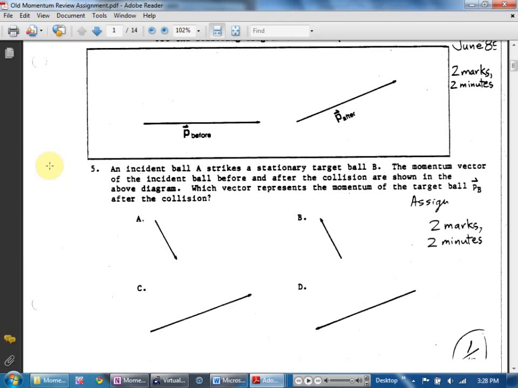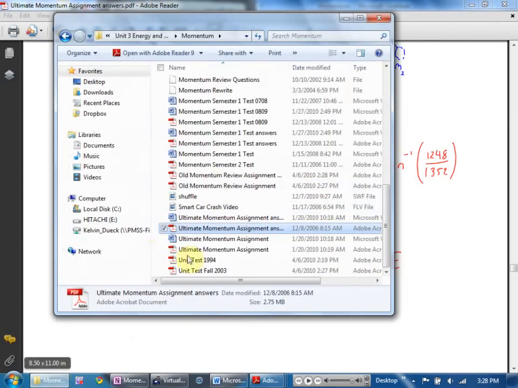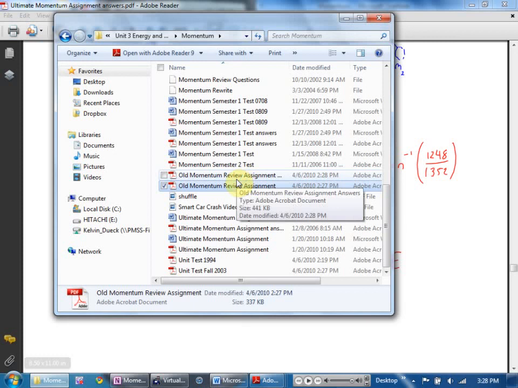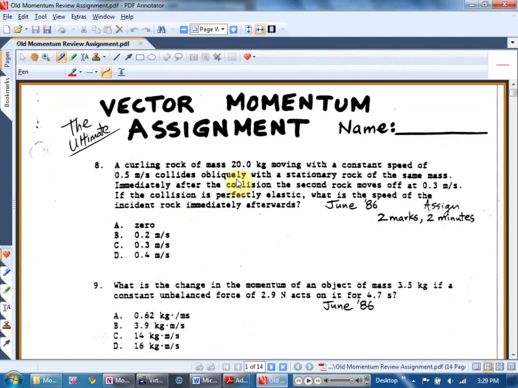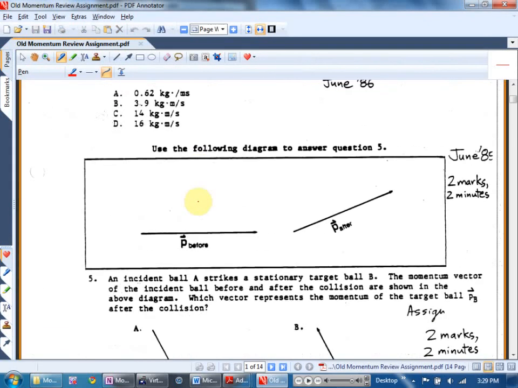Let's see. The momentum vector of the incident ball, so that means the first moving one. So I think I need to visualize this. I need to draw this just a little bit. So I'm actually going to close it in this program, and I'm going to open this up in PDF Annotator so I can write on this file.